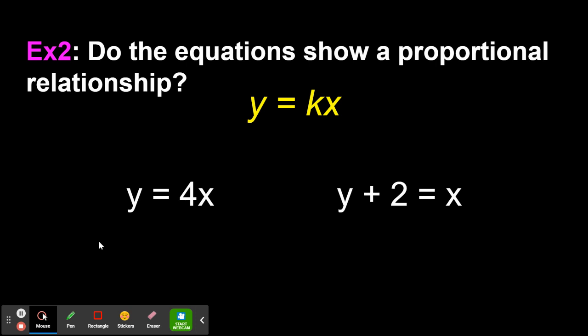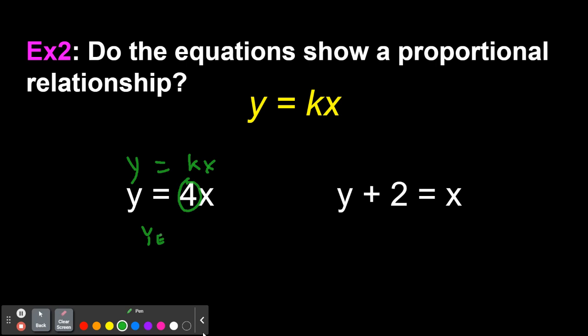All right, so do these equations show a proportional relationship? Do they match this format here? Are they in the form of y equals some number times x? Well, let's take a look. This one, y equals k times x. Sure enough, we've just replaced the k with this 4. So this one is a proportional relationship.